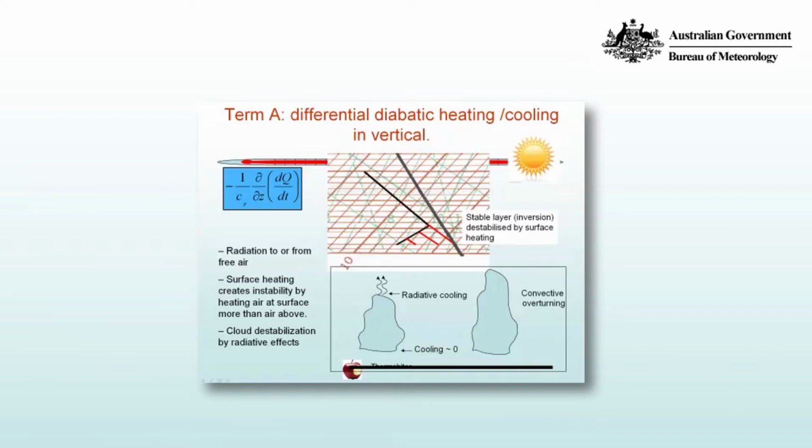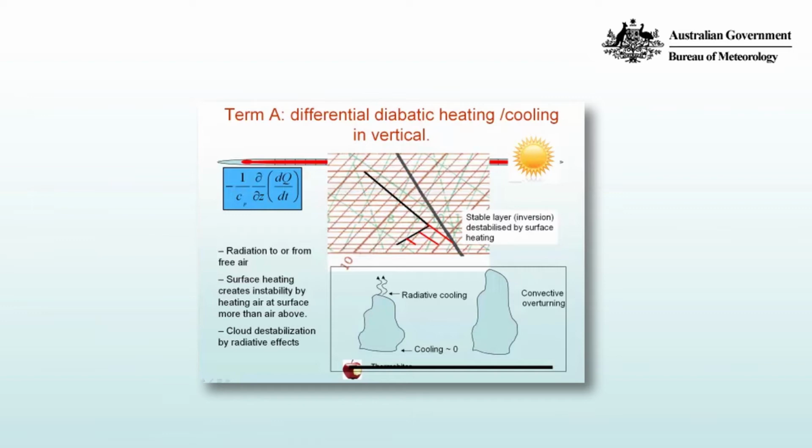Consider a nocturnal radiation inversion where the temperature increases with height. Because dT dz is positive, that means that gamma is in fact negative.